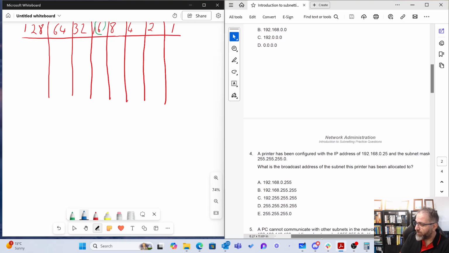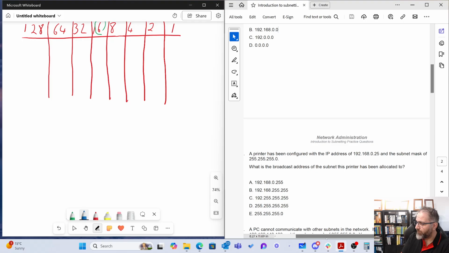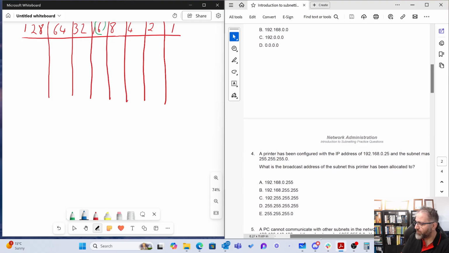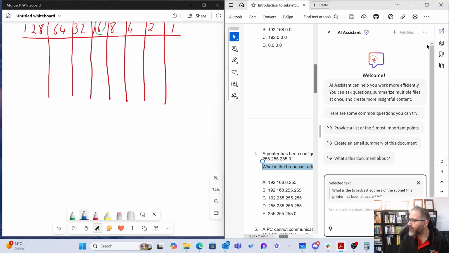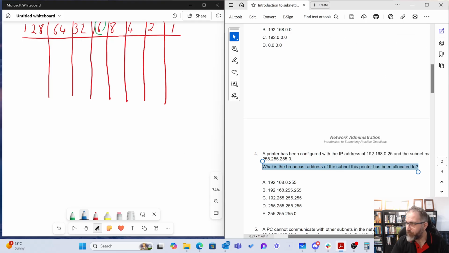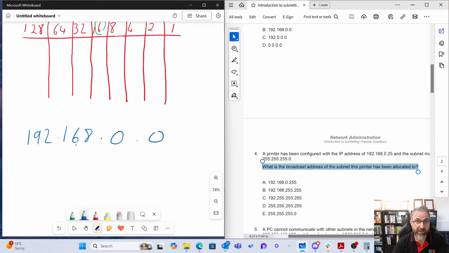A printer has been configured with an IP address of 192.168.0.25 and the mask, same kind of mask. What is the broadcast address of the subnet that the printer has been allocated? Another really easy one. So 192.168.0.0. So this is our subnet that we already know, the subnet ID. And that goes, remember how we did before? So that's a 1, and that's 2, and that's 3, and that's 4.